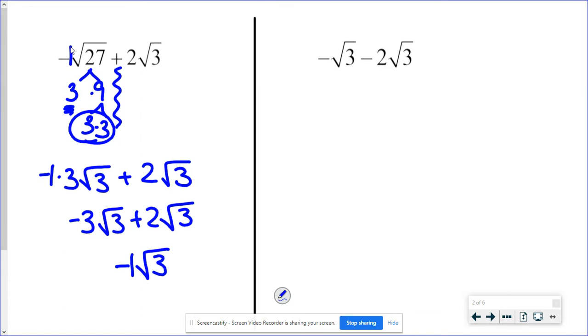In the second problem, there's actually no simplifying needed. I do want to make sure that we see that this is really, again, just like in the last problem, really a -1 times rad 3. And I would even do a keep, change and say that's a -2 rad 3. They're both rad 3s. So I have -1 of them plus -2 of them gives me -3 of those rad 3s.